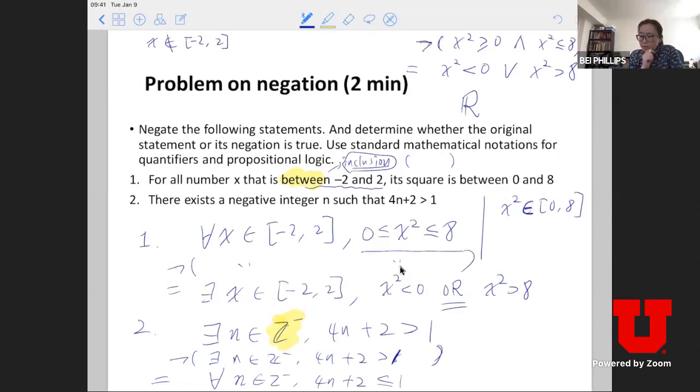Okay? So now the question is, for the first statement, is the original statement true or is the negation true? Let me rephrase it. Is the original statement true?